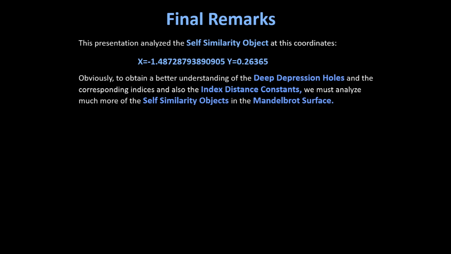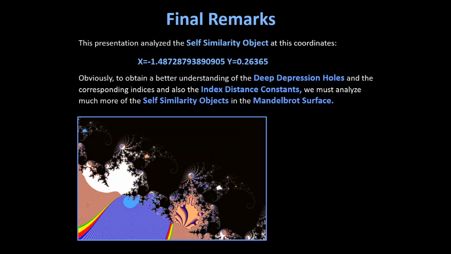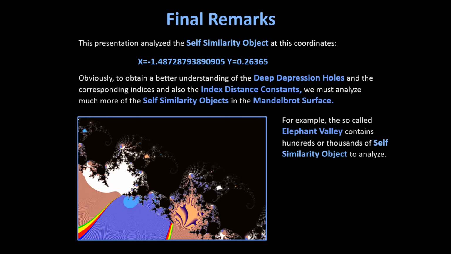This presentation analyzed the self-similarity object at these coordinates. Obviously, to obtain a better understanding of the deep depression holes and the corresponding indices and also the index distance constants, we must analyze many more of the self-similarity objects in the Mandelbrot surface. For example, the so-called Elephant Valley contains hundreds or thousands of self-similarity objects to analyze. The results of this analysis will be published soon.